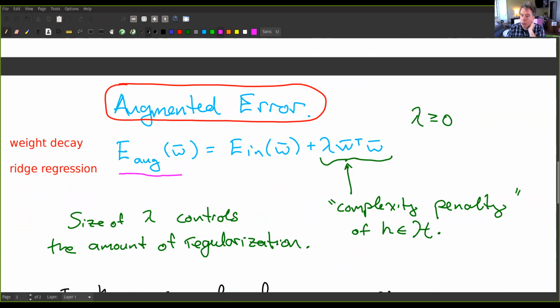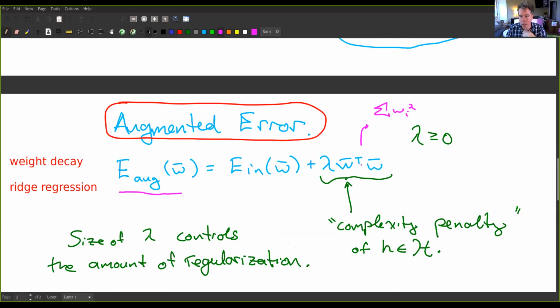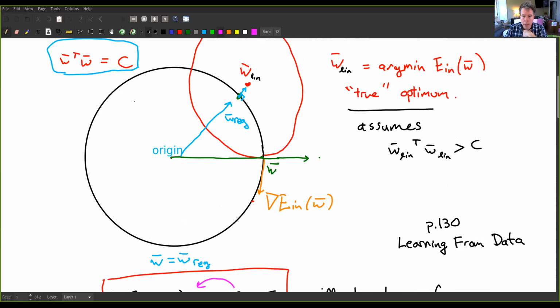Now we're going to consider the complexity penalty. This is just the sum of the squares of the dimensions. Okay, so this is just a measure of the size of that vector. So what we've done is we've gone from one point of view to a different point of view. We're going to do regularization in this picture by keeping W inside this circle.